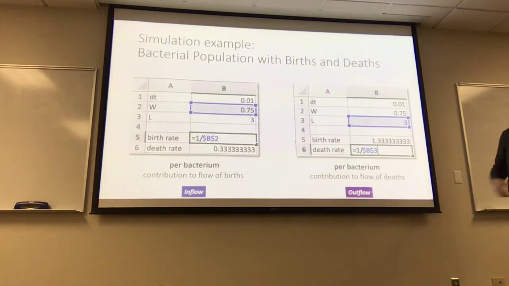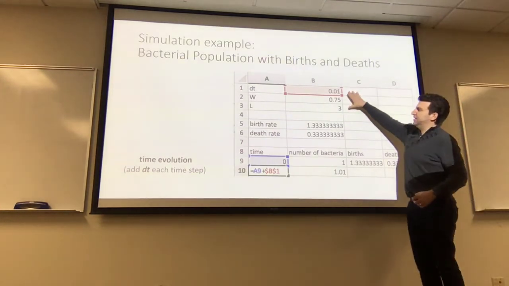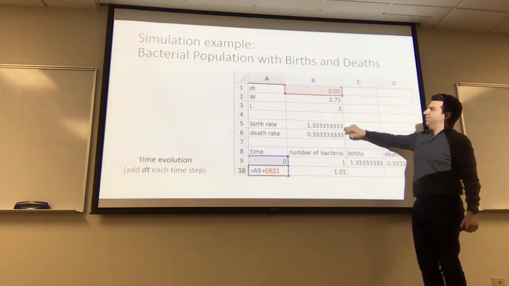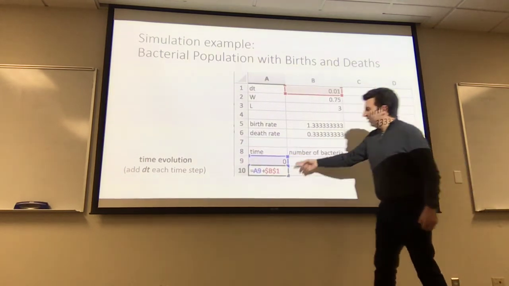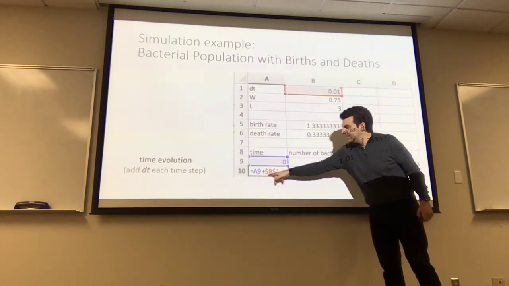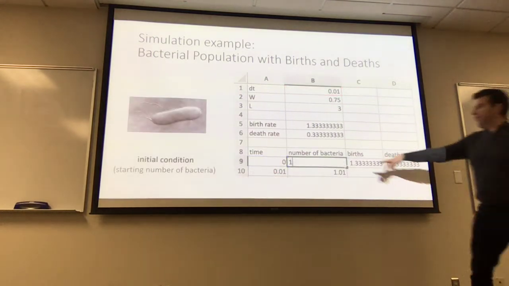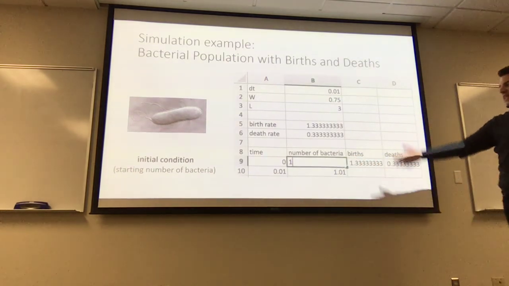With those two things together, I can now take the spreadsheet that you were working on last time, and I can add my outflow. So here's basically the spreadsheet you had before, but I added the L. Here's the birth rate and death rate, which are just one divided by these two things. And then I have a time column, which I start at zero, and in every column I add my DT. That's what that $B$1 is. And then I move over. I start with one bacteria. You could start with 50, but we're just going to initialize at one. That's our initial condition.